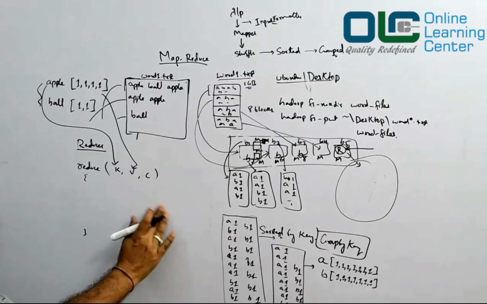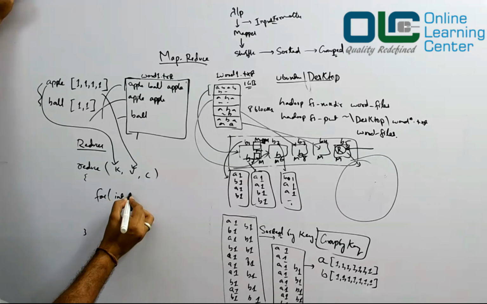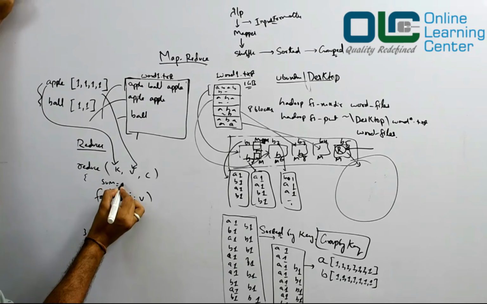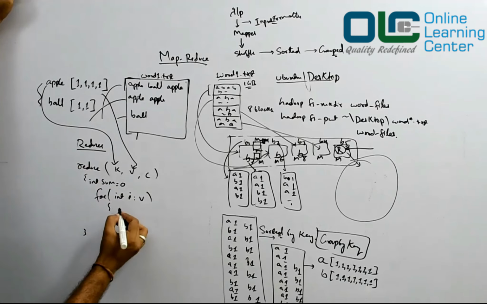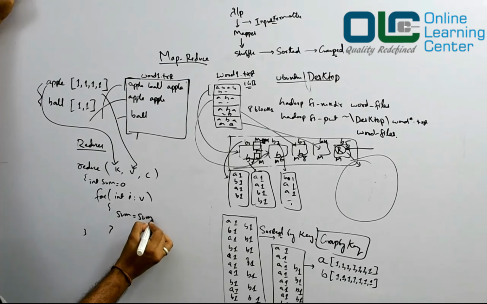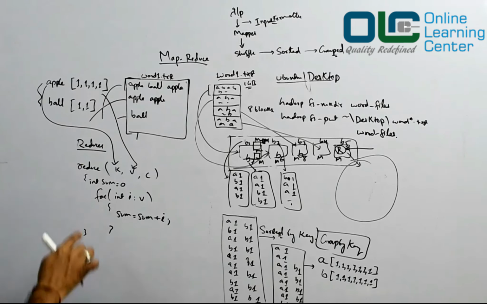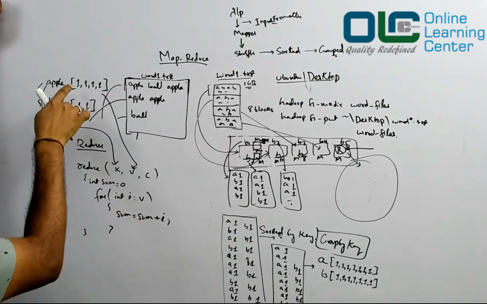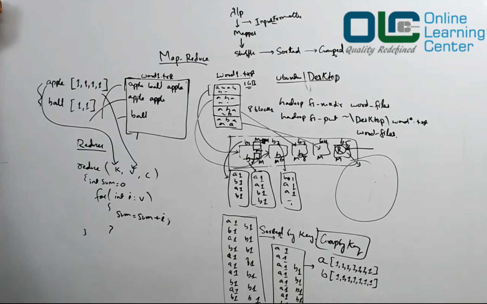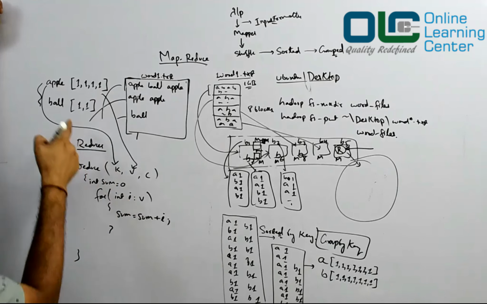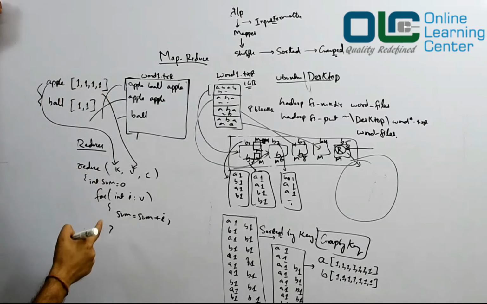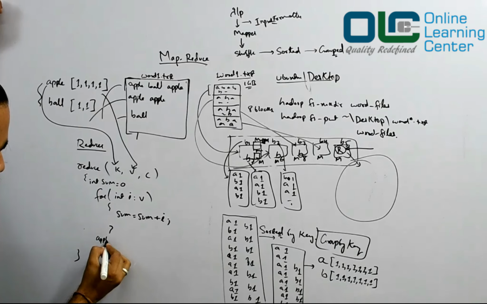So probably you will do something like this: for int i of v. And you'll say int sum equal to 0, and you will say sum is equal to sum plus i. That will help you add all these numbers, so 1 plus 1 plus 1 plus 1 will give you 4 altogether. So at the end of this, when you got k equal to apple, the value was 1, 1, 1, 1, and sum would be 4. So apple and 4, and that is what you will see.